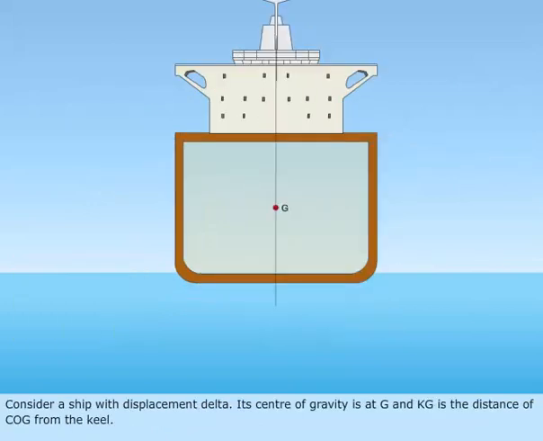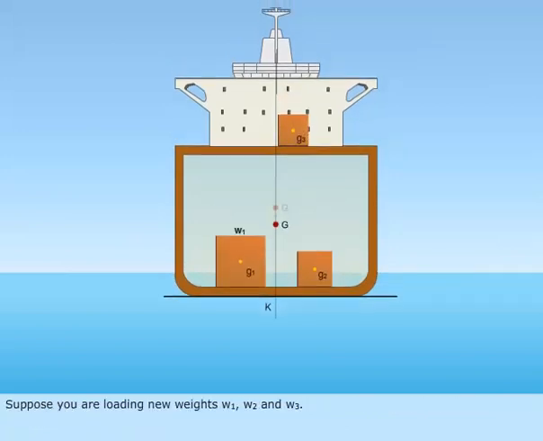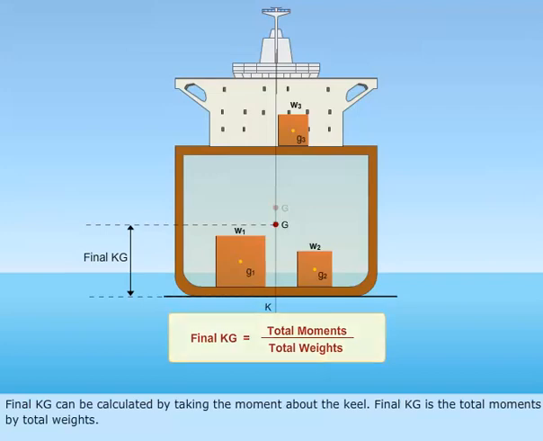Consider a ship with displacement delta. Its center of gravity is at G, and KG is the distance of COG from the keel. Suppose you are loading new weights, W sub 1, W sub 2, and W sub 3. Final KG can be calculated by taking the moment about the keel. Final KG is the total moments by total weights.